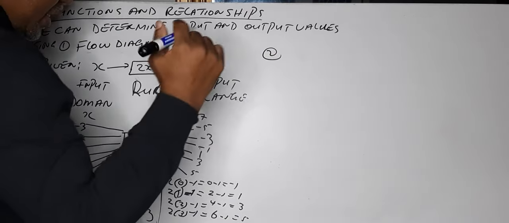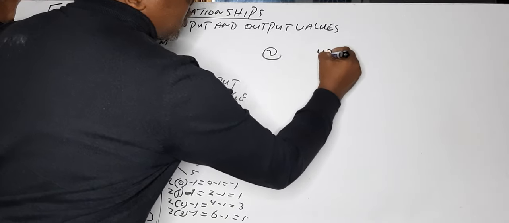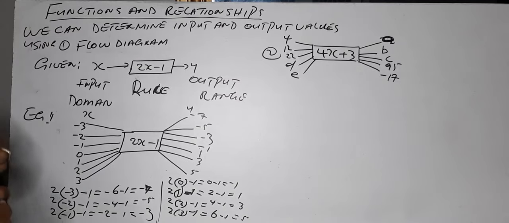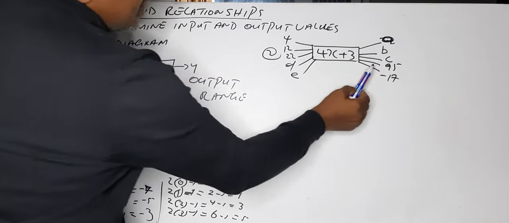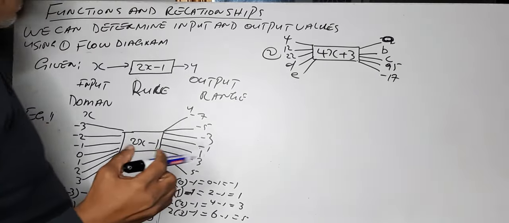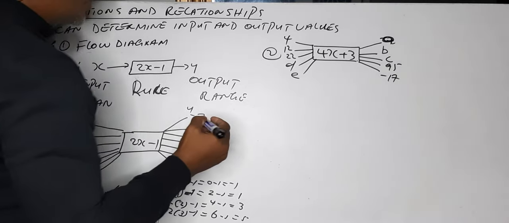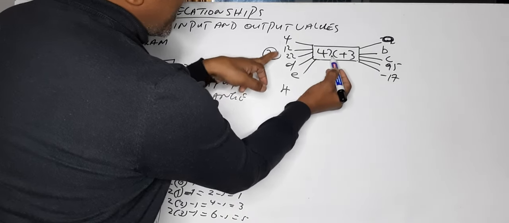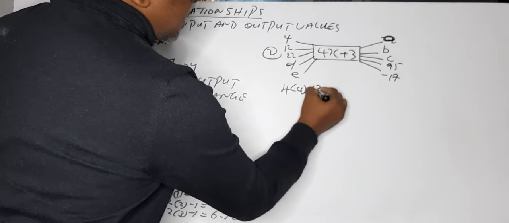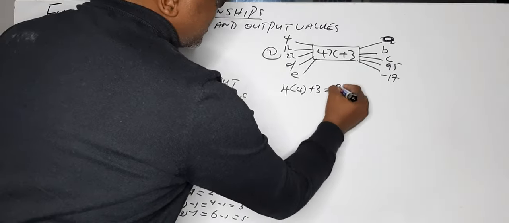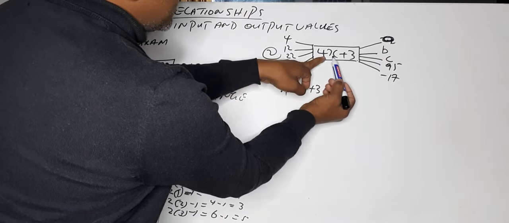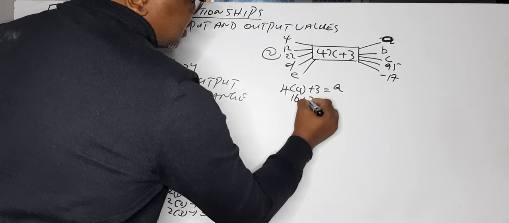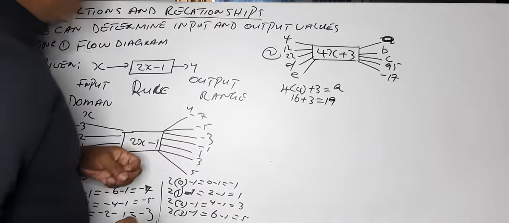In our example number 2, let us say again you are given now your rule as 4x plus 3. This is your rule. Now what do you want? You want the value of A, B, C, D, E. How are you going to determine that then? It means that you will be having your 4, using the rule. Your 4 and your x is 4 again, plus 3. Then it means that your A, which is this A, your 4, instead of x, you have your 4, plus 3, then it means that you are having your 16 plus 3, which is 19. Therefore, your A is 19.